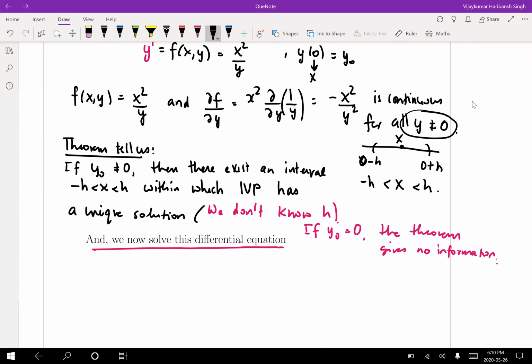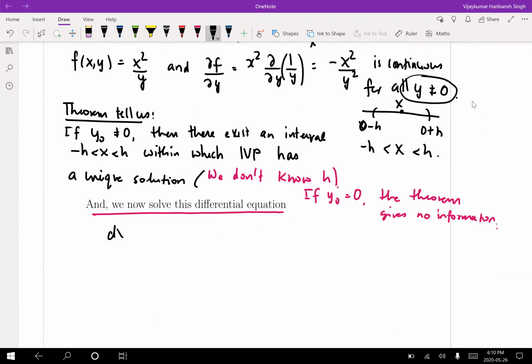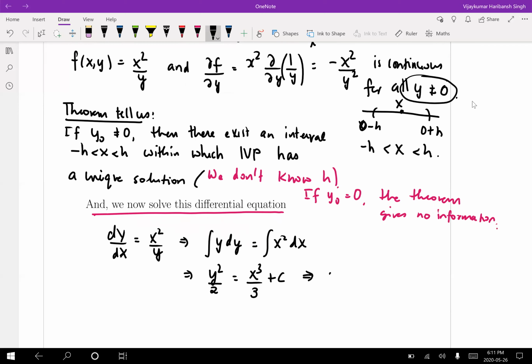We can see that this differential equation is separable. So we have dy by dx is equal to x squared y. So it's separable, and this gives us y dy equals x squared dx. Integrate both sides, we get y squared by 2 equals x cubed by 3 plus some constant c. So this gives me y squared equals 2 by 3 x cubed plus 2c.